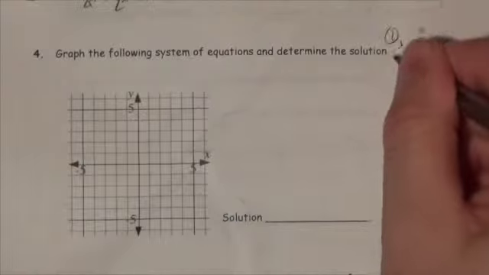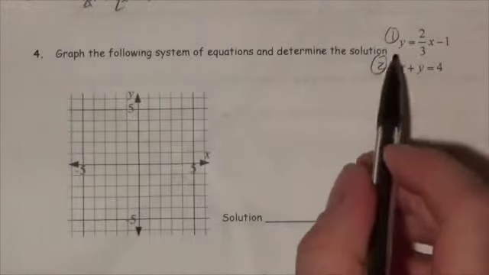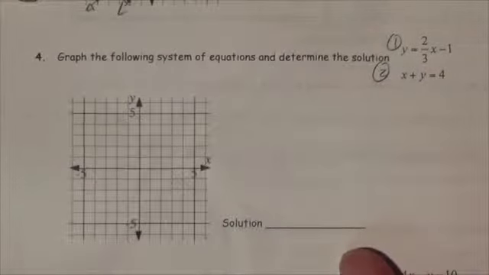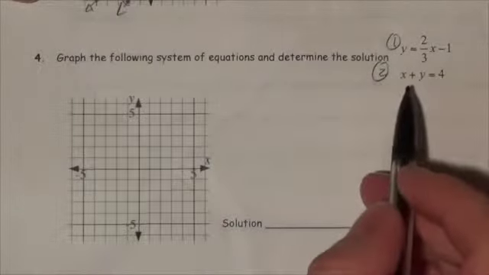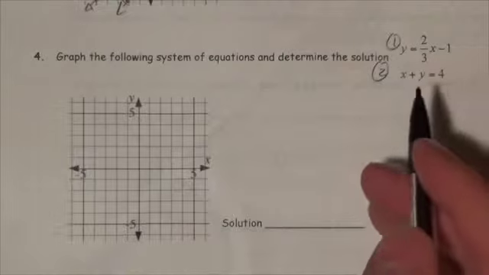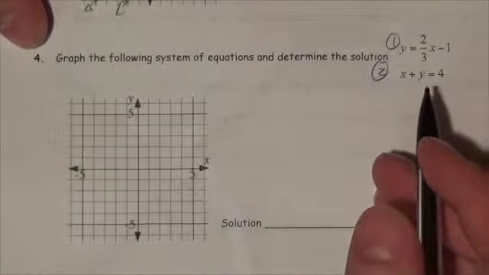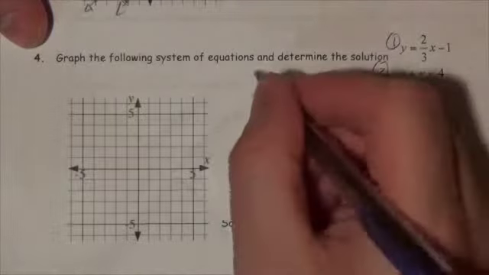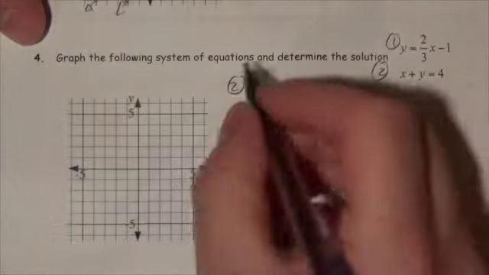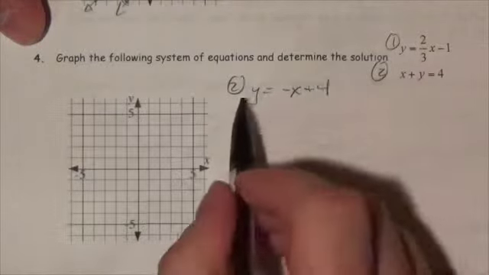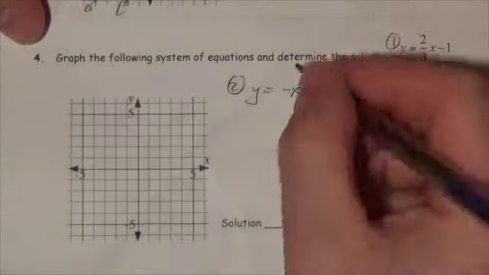Again, I'm going to label this equation 1. This will be equation 2. So the first one is 2/3 x minus 1. That's already in slope-intercept form. I love that. The second one here isn't. So I'm going to put it in slope-intercept form. Again, this isn't the only method that you can use, but it does have some nice benefits to it, so I'm going to just keep using it here. So I'm going to bring over the x. So y is equal to negative x plus 4.